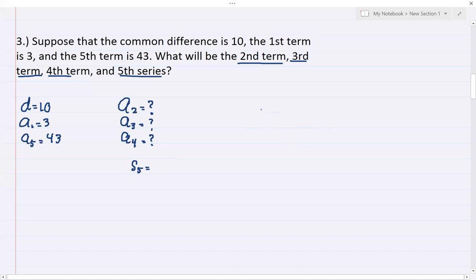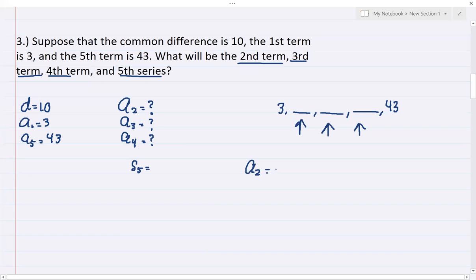Let's rewrite them in arranged order. Your first term is 3. Then your second term, blank. Third term, blank. Fourth term, blank. And the fifth term, we have 43. Here's the thing though. How will you find the second term, the third term, and the fourth term? You can use the formula. It's easy.